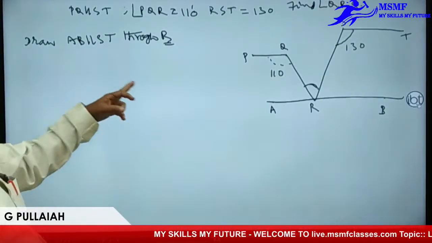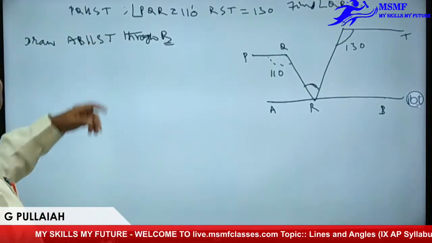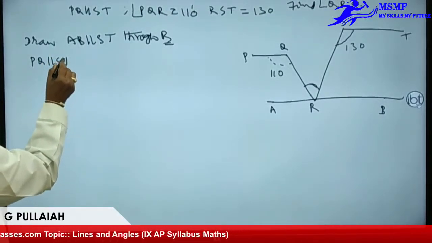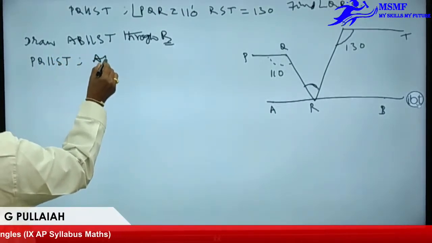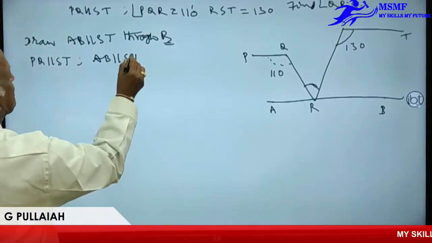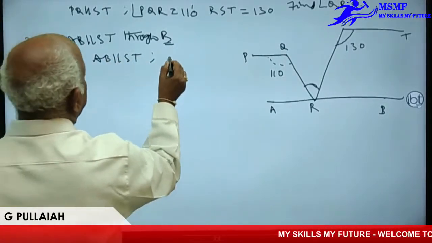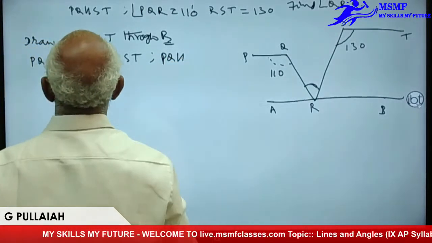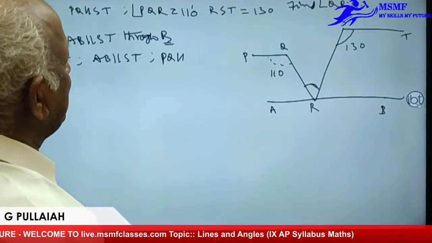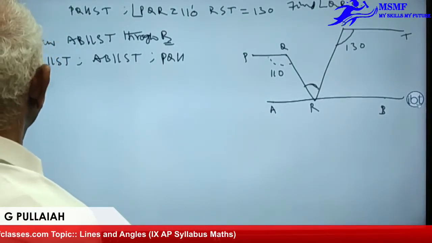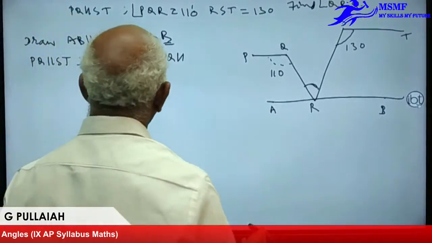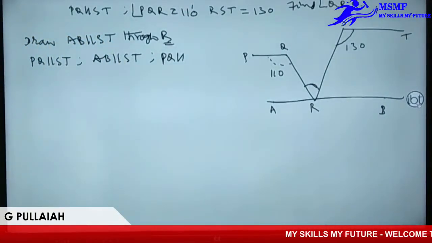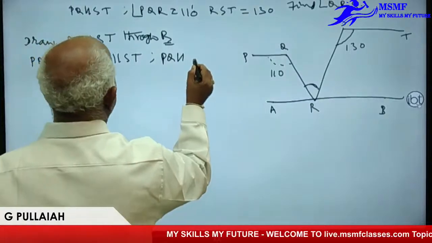So here we can say one thing: it is given that PQ is parallel to ST, and we have drawn that AB is parallel to ST. Therefore, you can say PQ is also parallel to AB.